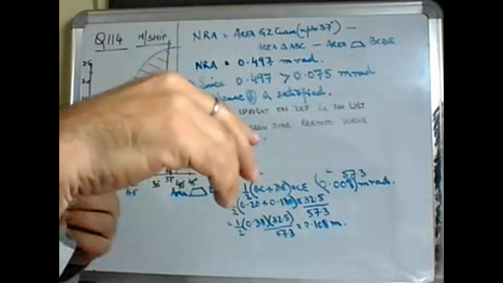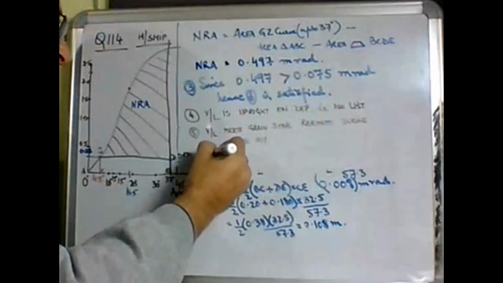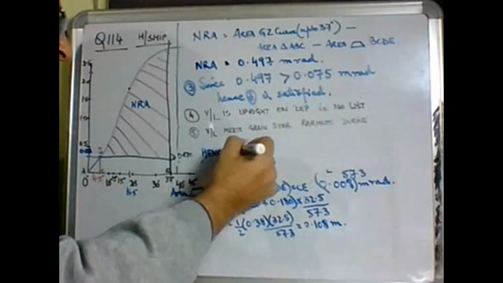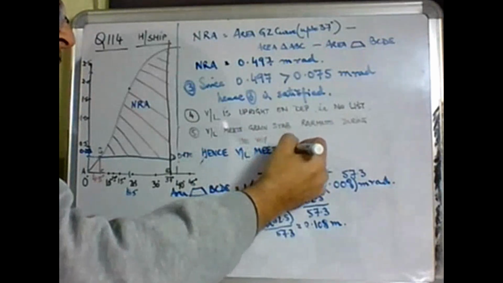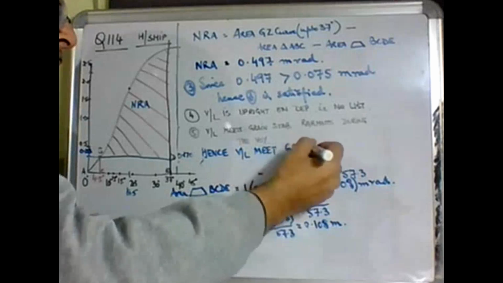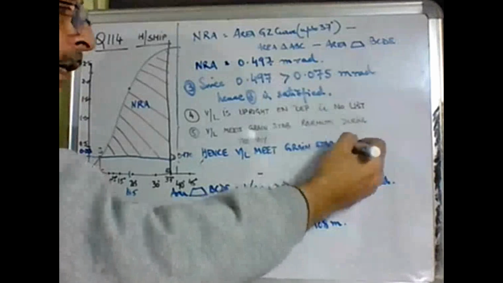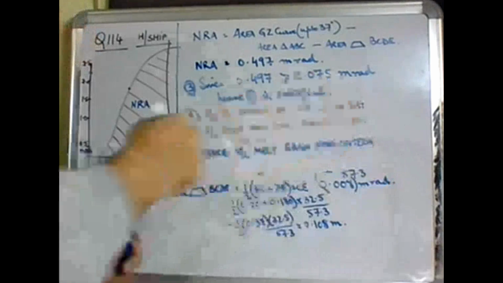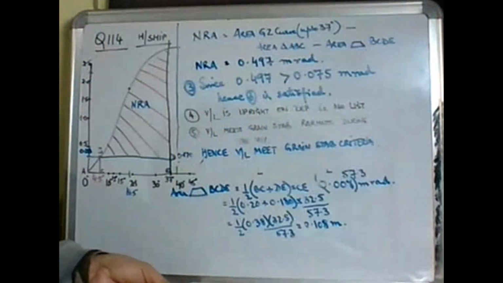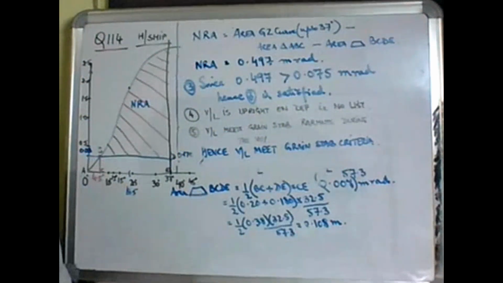So therefore, hence the vessel meets the grain stability criteria, and hence she is okay to load grain. Hence she is okay to load grain.